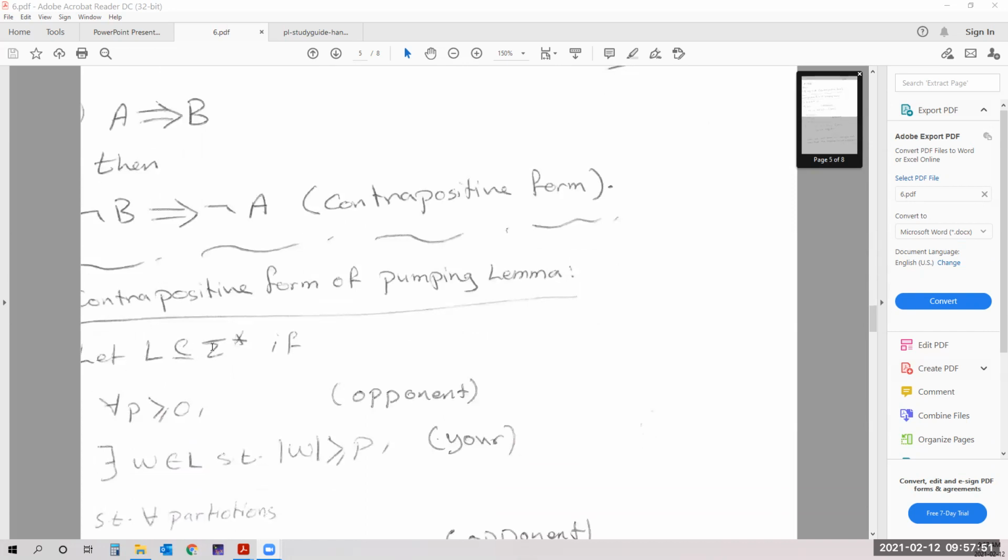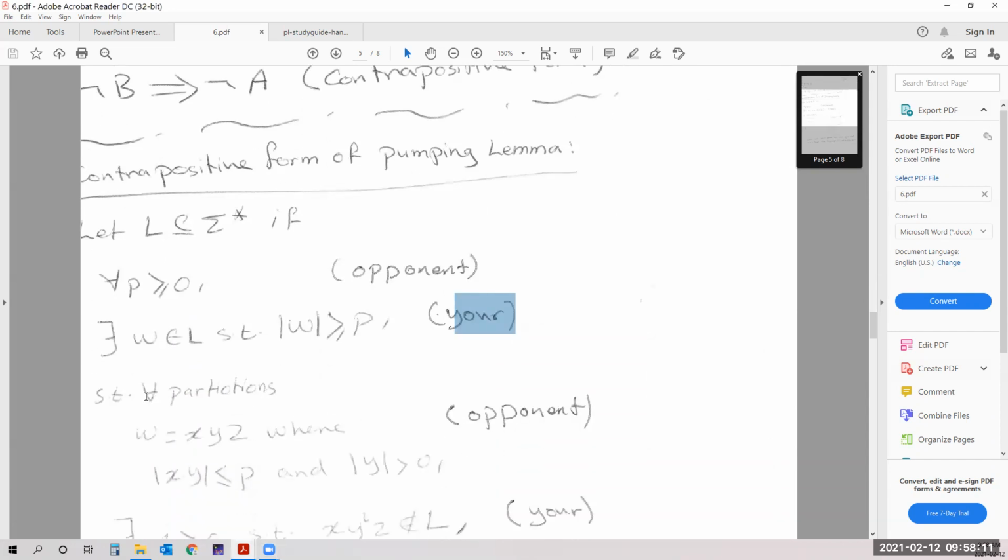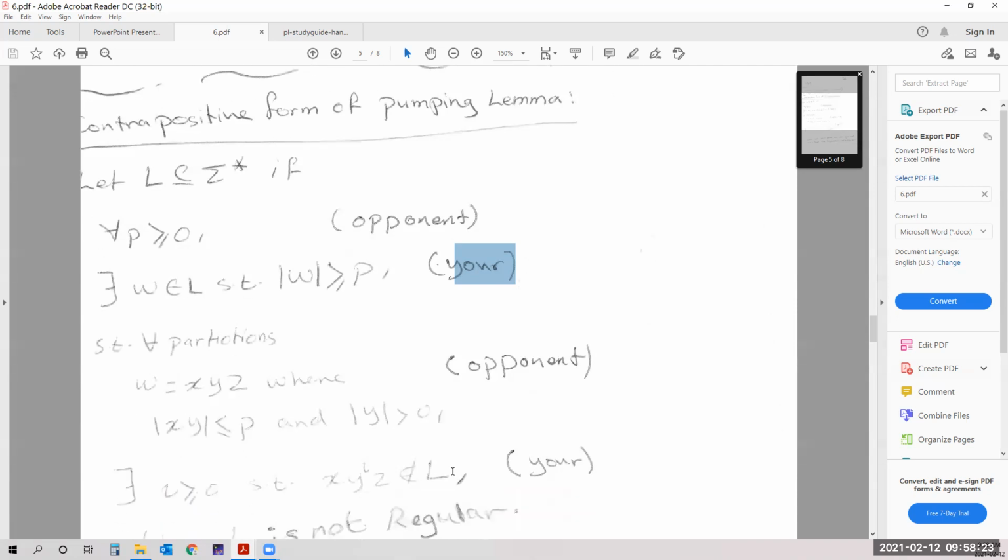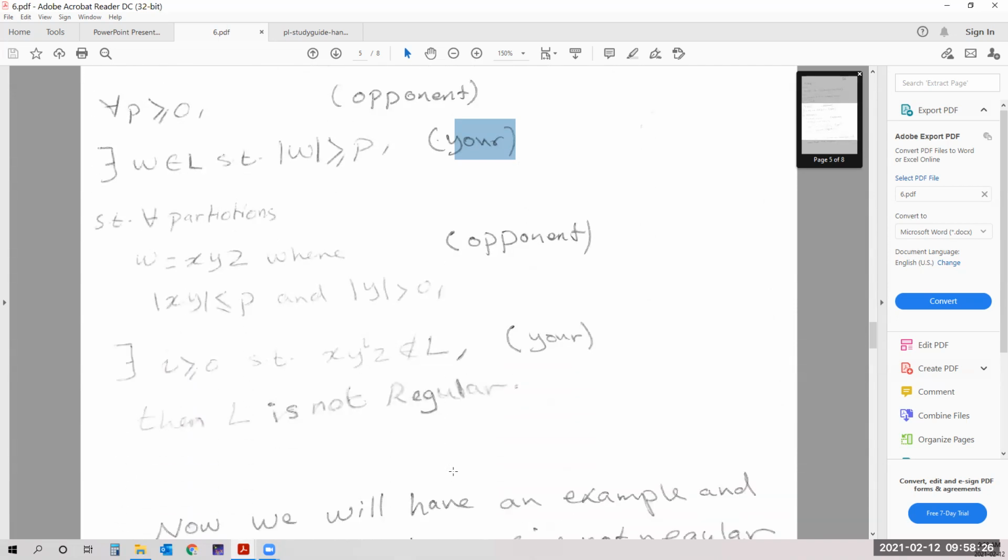Let L belong to sigma star. If for all P greater or equal to 0, this is the opponent move, there exists W belonging to L such that the length of W is greater or equal to P. This is your move. Such that for all partitions W equal to XYZ, where XYZ is the opponent's, the length of XY is less or equal to P, and the length of Y is greater than 0. It's not clear, but we can read this.